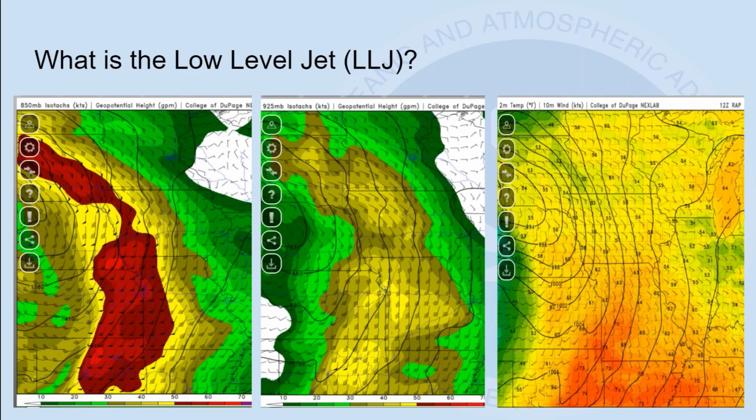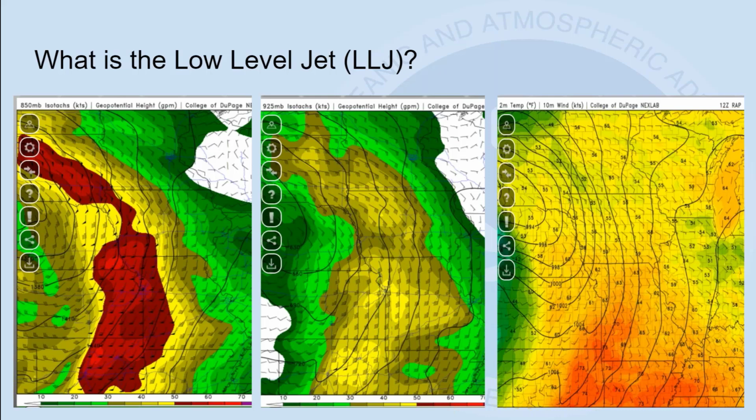Another phenomenon that can cause some turbulent conditions is a low-level jet. What exactly is a low-level jet? Well, a jet stream is simply a fast-moving current or channel of air. Typically, it's pretty narrow in terms of its horizontal extent, and jets develop really for a variety of reasons, but primarily due to differential heating of the Earth's surface.